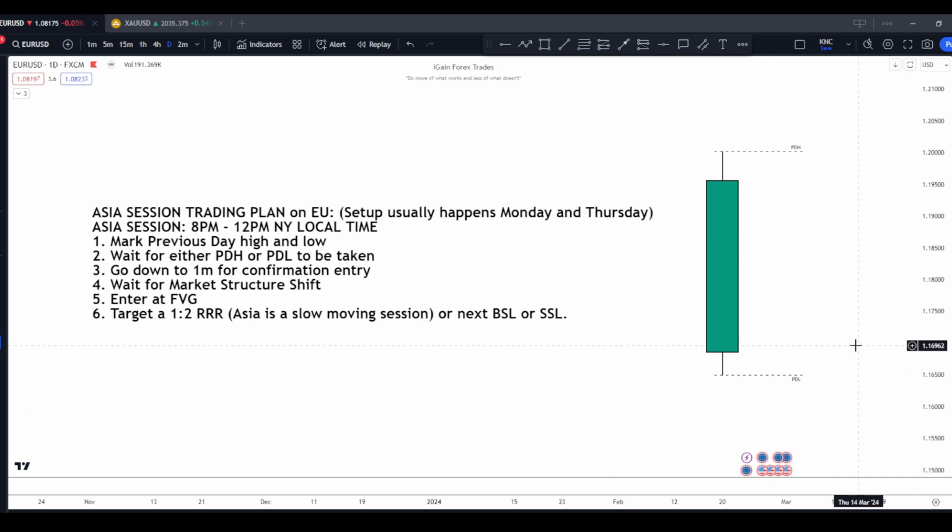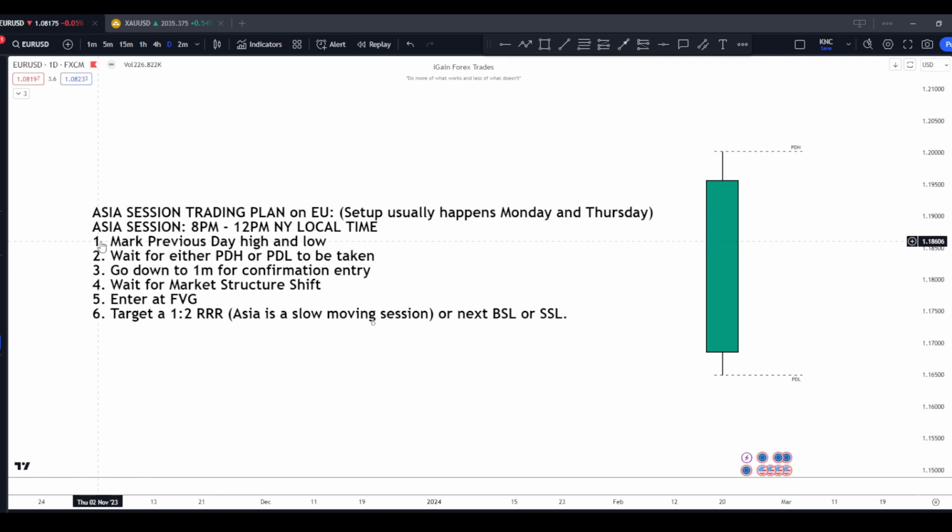Here in the Philippines. So if you cannot trade London session or New York session, you can always check Asia session if you have time on Monday and Thursdays of the week. So let's go and have this breakdown of our Asia session trading plan on EU.